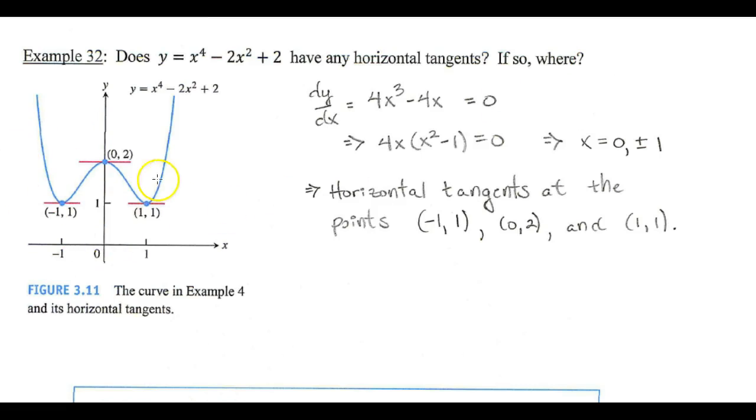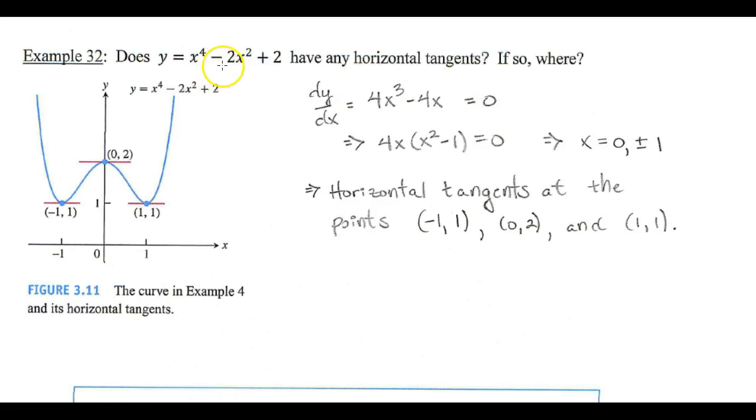So here's a picture of it. Actually, we can see it has three horizontal tangents. x to the fourth minus 2x squared plus 2 is this function, and we can see it has three horizontal tangents. So how would I find those? Well, remember, horizontal tangents means that the derivative is 0 at those points. So I find the derivative, and then I set it equal to 0.